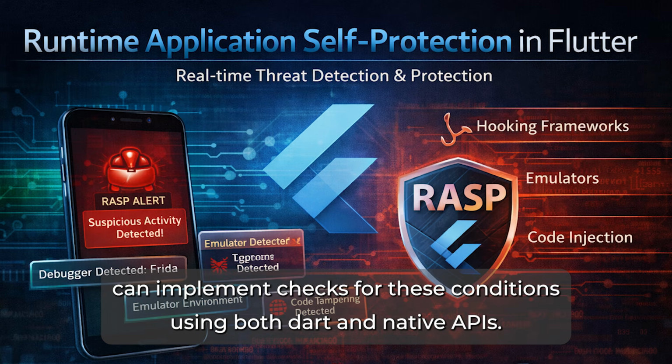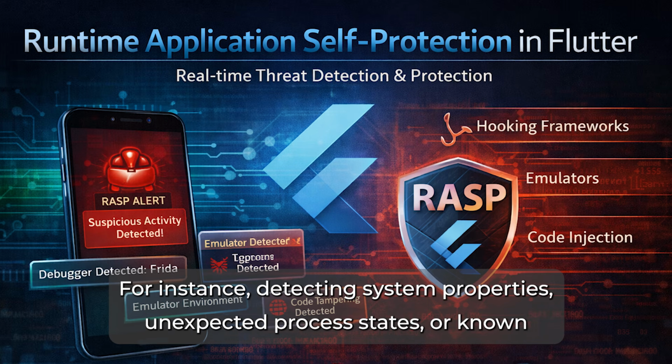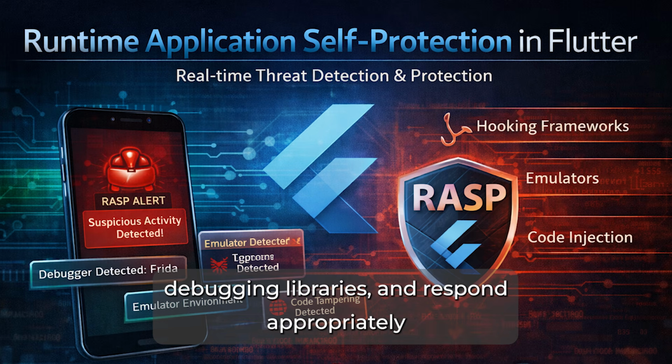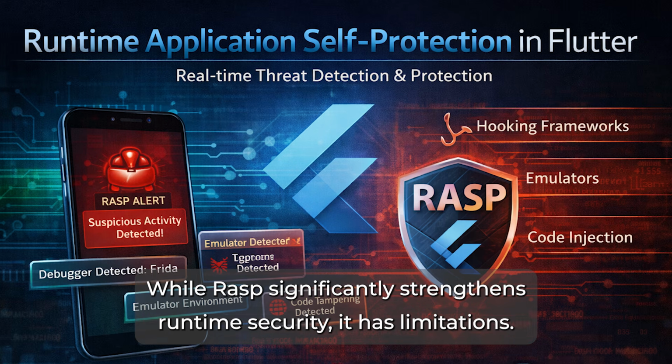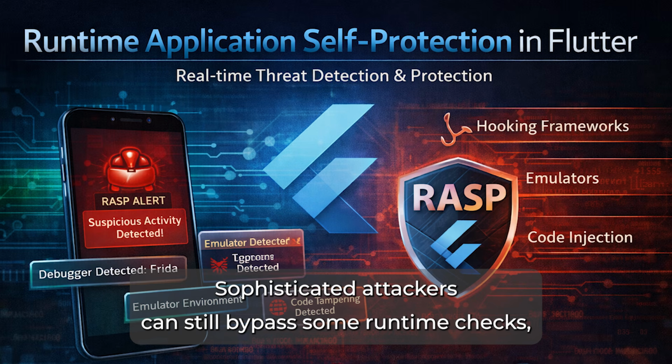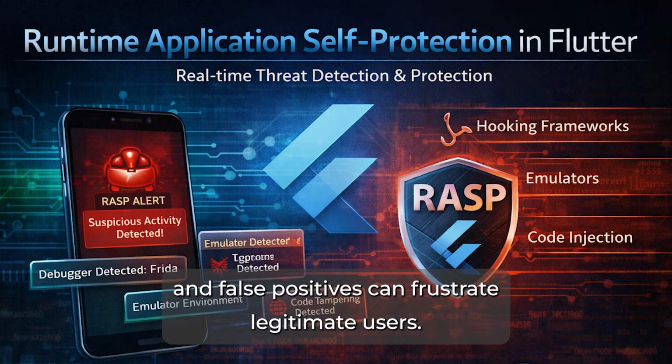Flutter developers can implement checks for these conditions using both Dart and native APIs, for instance, detecting system properties, unexpected process states, or known debugging libraries, and respond appropriately without requiring server-side intervention. While RASP significantly strengthens runtime security, it has limitations. Sophisticated attackers can still bypass some runtime checks, and false positives can frustrate legitimate users.